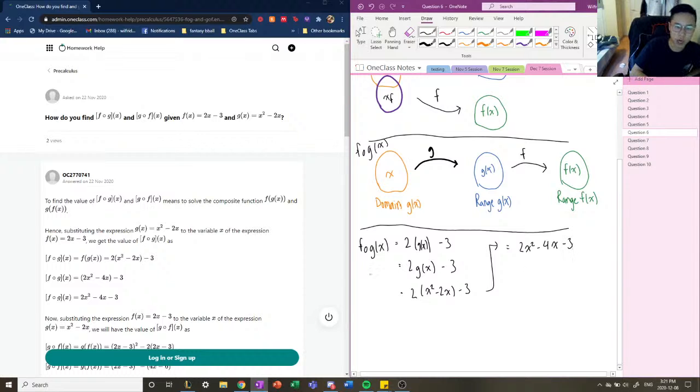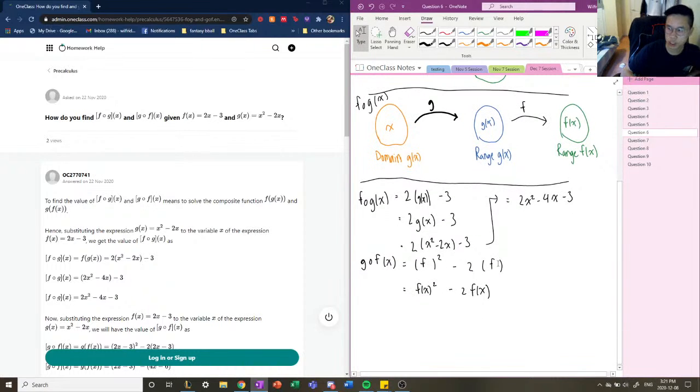Now f is the inside function, so we're going to sub it into our g of x. So g of f of x, what is that going to be? We see here that we have a bracket for this, x squared minus 2 times the bracket, and we're going to put our f's in here. If we put our f's in here, we get f of x squared minus 2 times f of x. So g of f of x is basically f of x squared minus 2 times f of x.